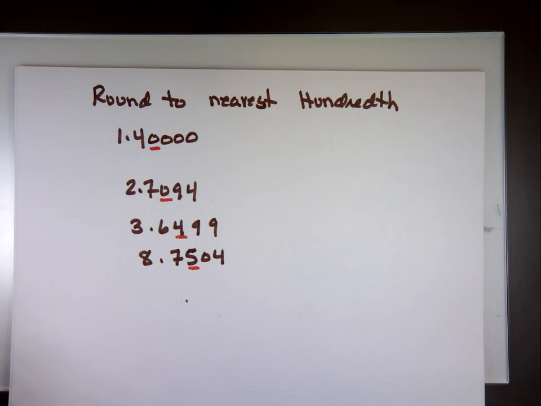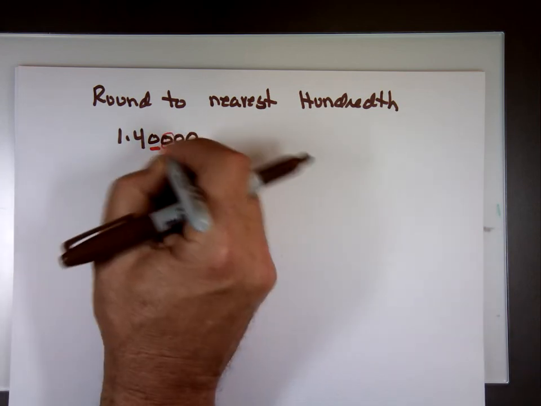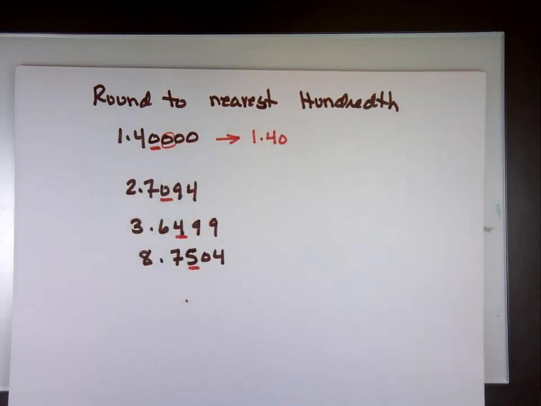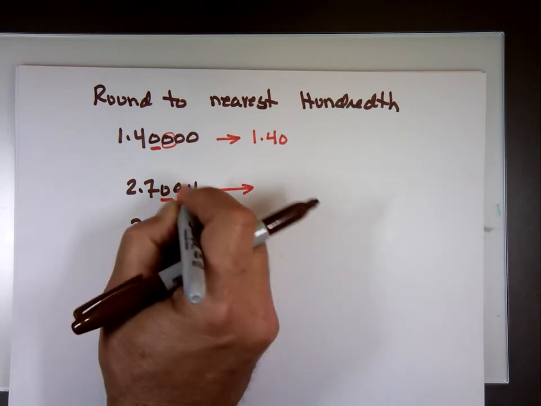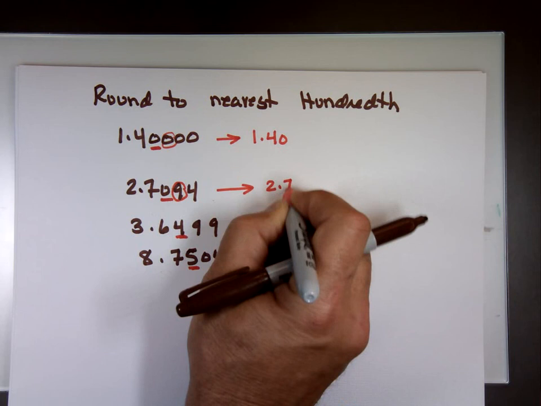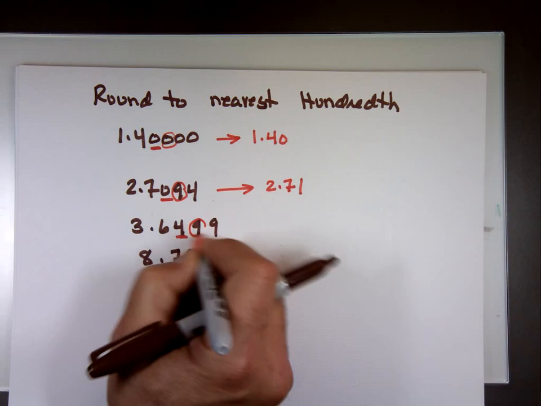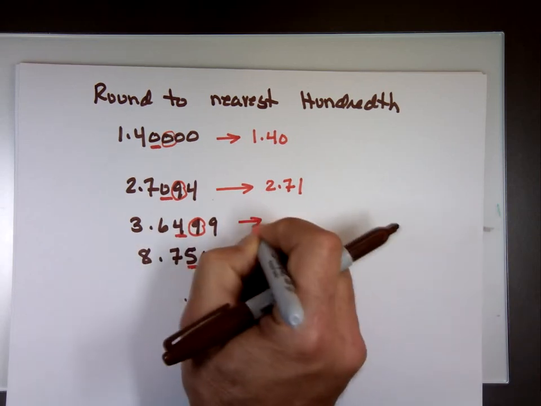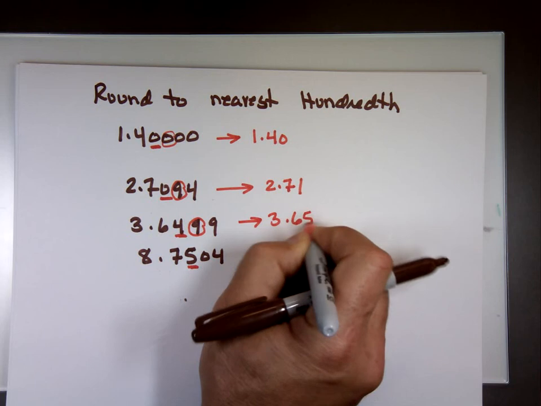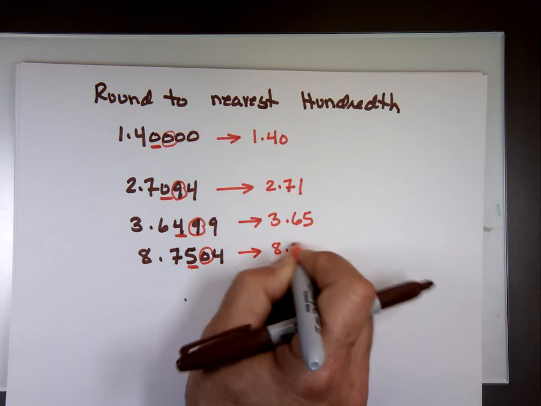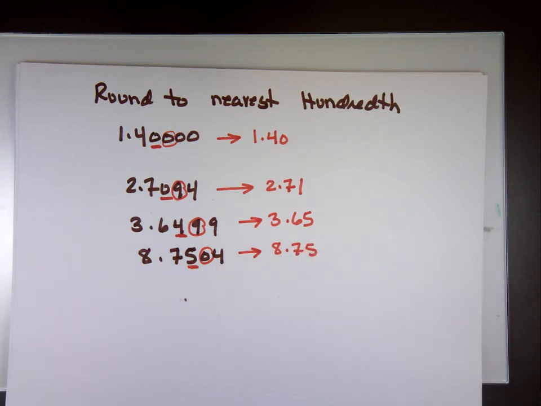So you look at the digit to the right. Is that 5 or more? No. So nearest hundredth, this will have to be 1.40. Nearest hundredth, I got to add 1 to this, 2 point what? 71. Add 1 to the 0. Nearest hundredth, that's 5 or more, add 1 to this. 3.65. And nearest hundredth, that's a 0, way below 5. And we just rounded the numbers to nearest hundredth. It could be 1,000th, could be 10th, whatever they want to do there.